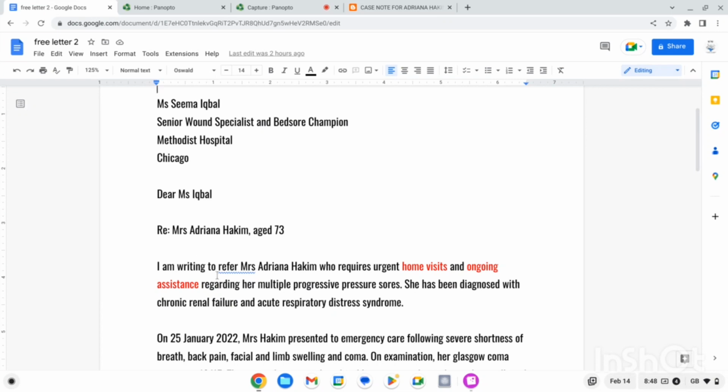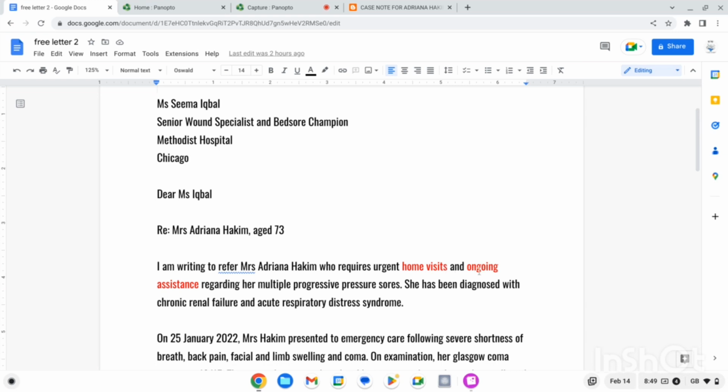So I'm writing to refer Miss Adriana Hakim. Okay, that's fine. You can write refer, it's a kind of referring letter to another person, absolutely good. Okay, who requires urgent, yes it is urgent. Why is it urgent? Because Miss Seema Iqbal has to urgently come and see the patient. So where is a question mark, so it's not a home visit.